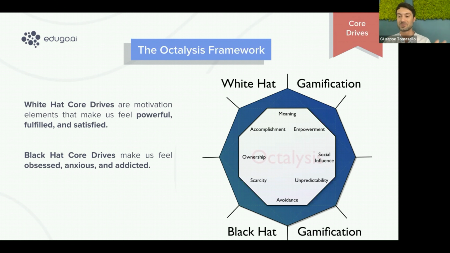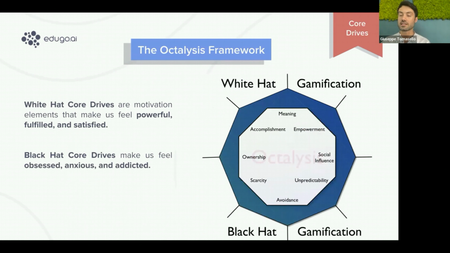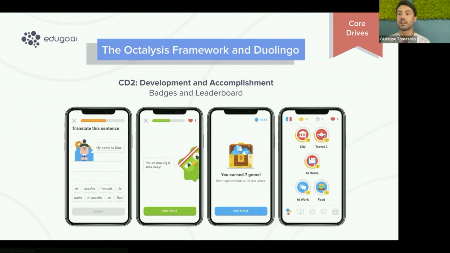And so you need to be able to balance those different driving forces in order to create something that is really engaging. To give you a better understanding of this context, we prepared an example, and the example we used here is Duolingo. Why? Because Duolingo is the most popular language learning app nowadays. We analyzed what core drives Duolingo uses to keep students very engaged. Core drive number 2, as you can see here in the framework, is the development and accomplishment core drive.